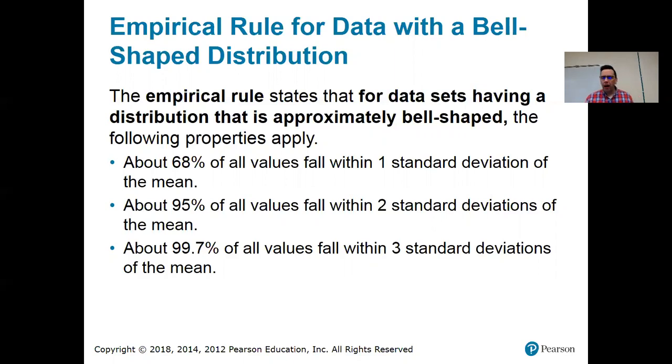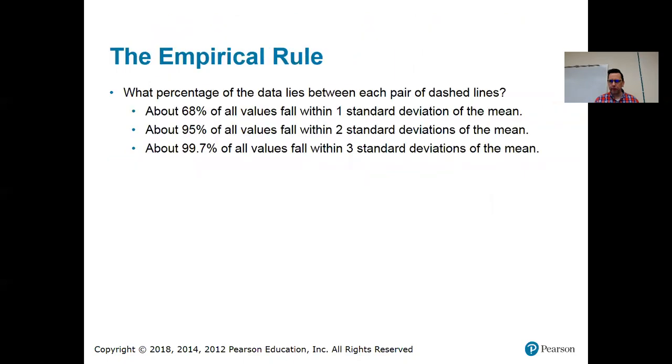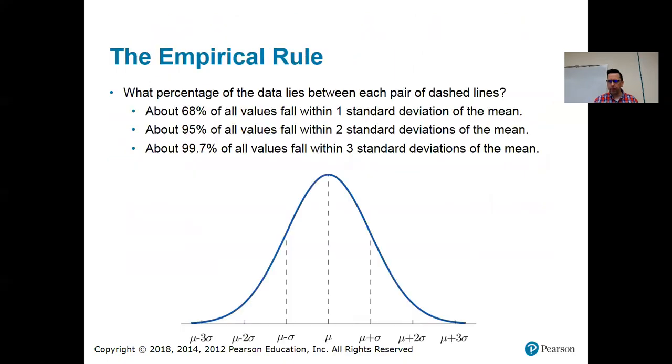All right, so I think we're coming up to a point where I added a little something, because they just kind of handed you this. I'm used to doing this in a class where I write a lot more on the board. So the question is, what percentage of the data lies between each pair of dashed lines? You see these dashed lines at the bottom, and there's your bell-shaped distribution. As a reminder, on these 3 bullets, here's what the empirical rule says. I thought it would be helpful to have that up on the same screen.